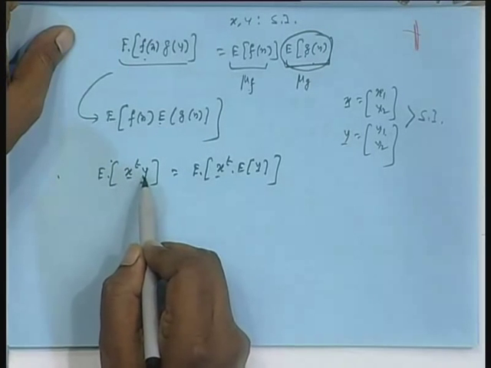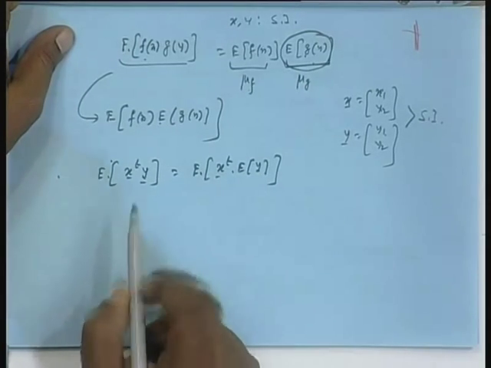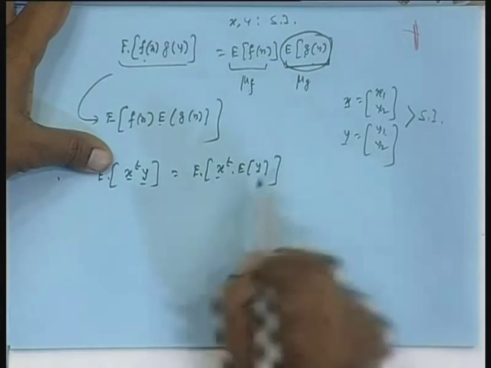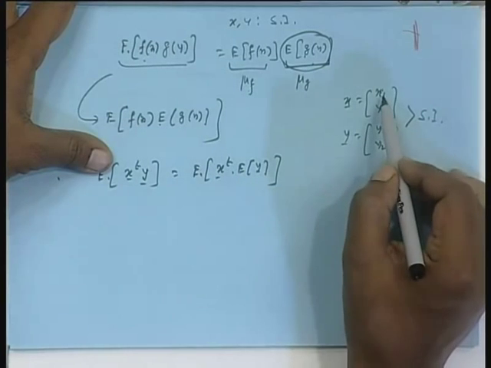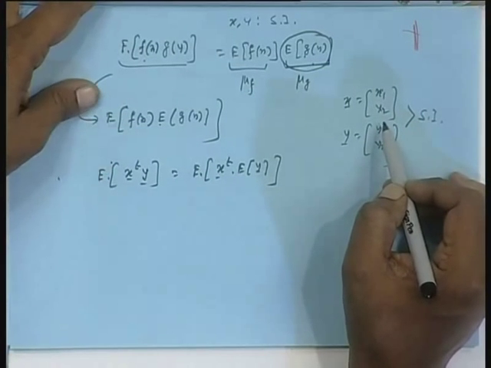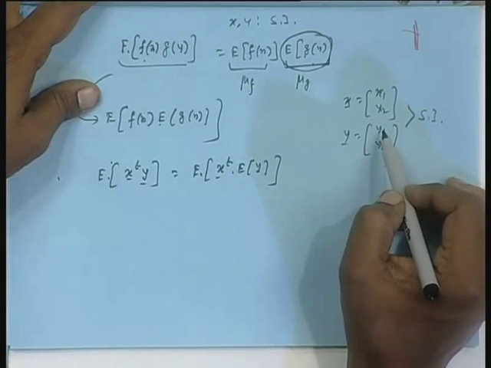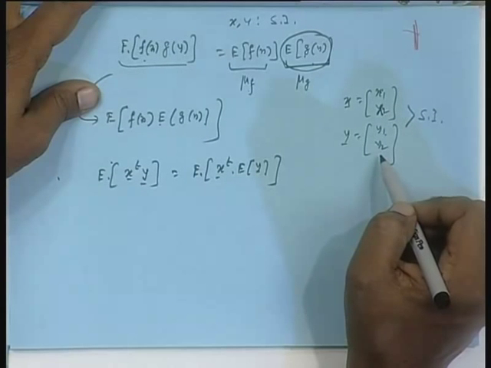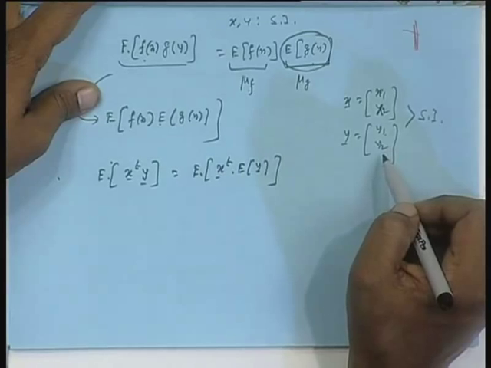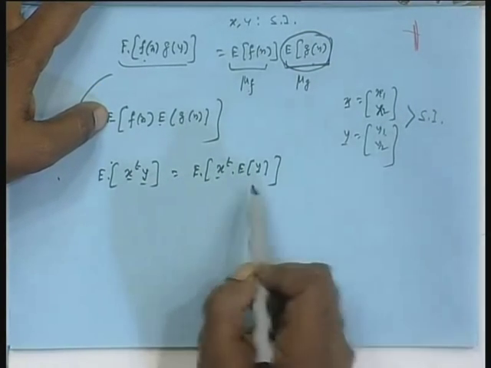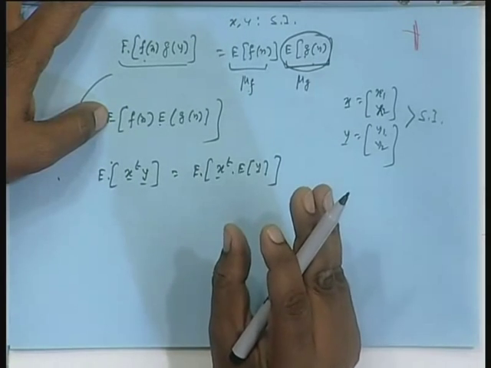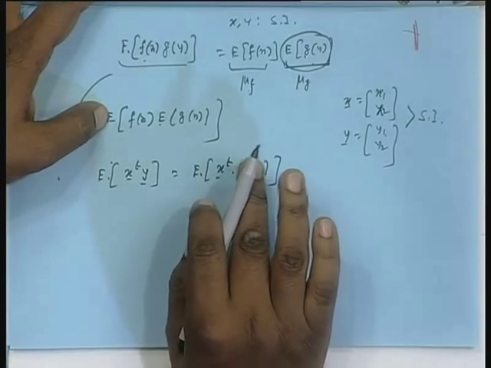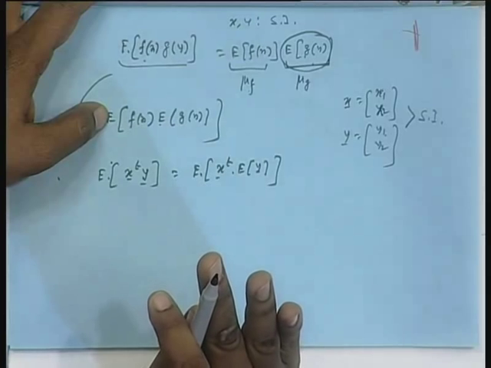After all, what is x transpose y? Please see, I am taking you step by step to some main result. What is x transpose y if you want to do it directly? x 1 y 1 plus x 2 y 2, on that you will apply E. Since x and y are independent, you will get E x 1 into E y 1, plus E x 2 into E y 2, isn't it? But if you take E y 1 or E y 2 as some constant, call it mu y 1, mu y 2, it is like mu y 1 into x 1, mu y 2 into x 2, and then you apply expectation, it is the same thing. Are you following me?